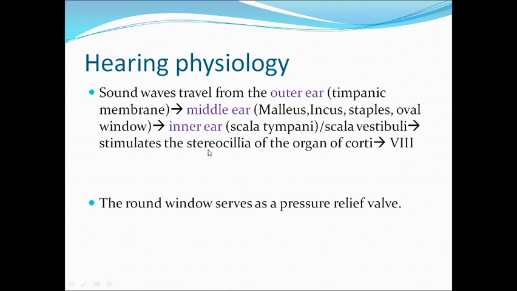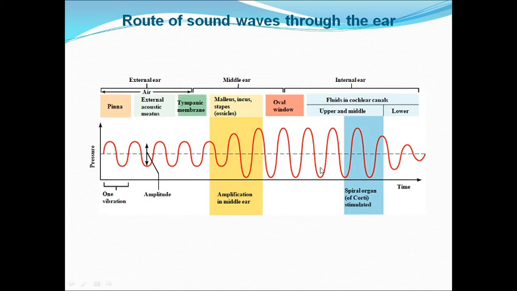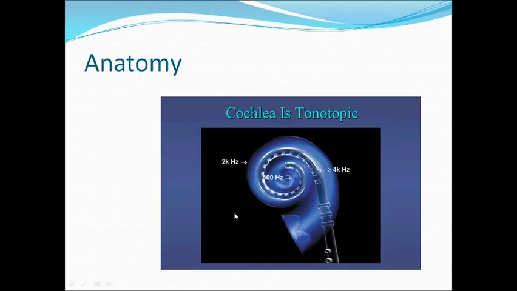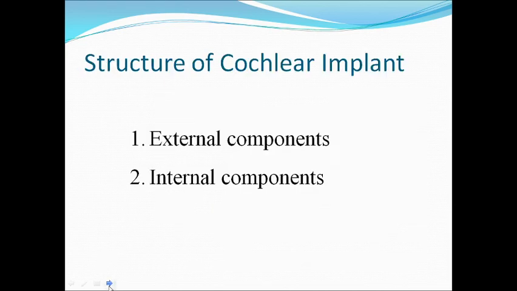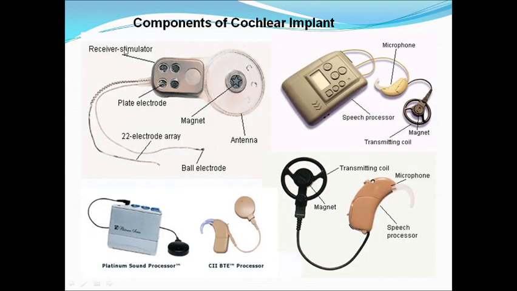They bypass the stereocilia. Actually, stereocilia are required, there is a need to trigger the stereocilia, but in this case they avoid them. In the cochlear implant they avoid the stereocilia or hair cells, and the signal ultimately reaches the brain. It has two components, external components and internal components. So these are the components of cochlear implants.